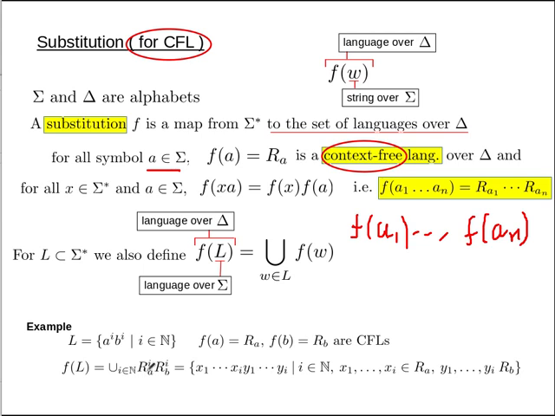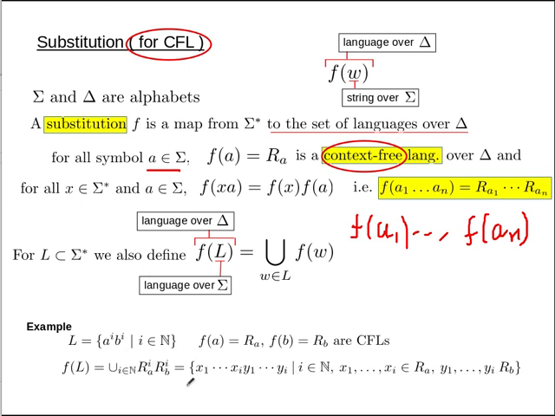So what is RA to the i? It is some concatenation of i many strings, where each of these strings, xj, is coming from RA, followed by RB to the i. Again, i many strings, where each of the strings, say yj, is coming from RB. So this is what it looks like if I completely break it down over RA and RB.